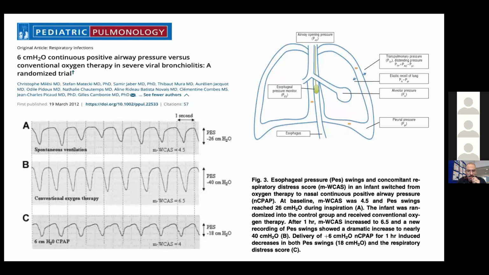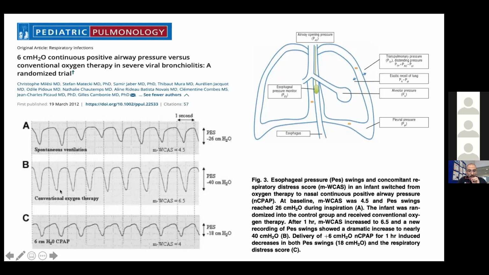Okay. And in this study, in this example, you will see 3 different graphs. In this one, the child is spontaneously ventilating. In this one, you are providing just conventional oxygen. And in this one, the child is on CPAP, okay? This is a measurement of pressure over time, and the pressure is being monitored by a catheter in the esophagus. Basically, the esophageal pressure would be the same as the pressure in the pleural space. And you can see the swings here of the esophageal pressure up and down, from being very positive to being very negative.